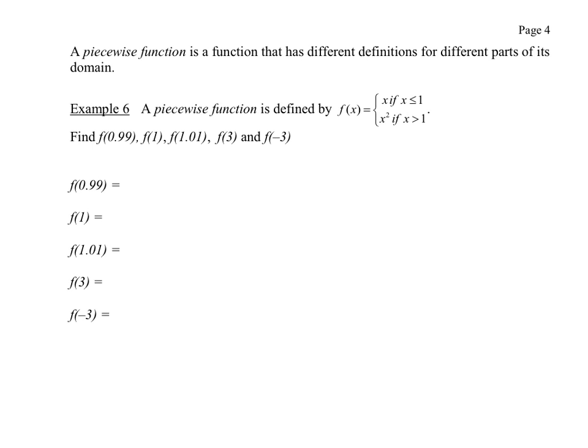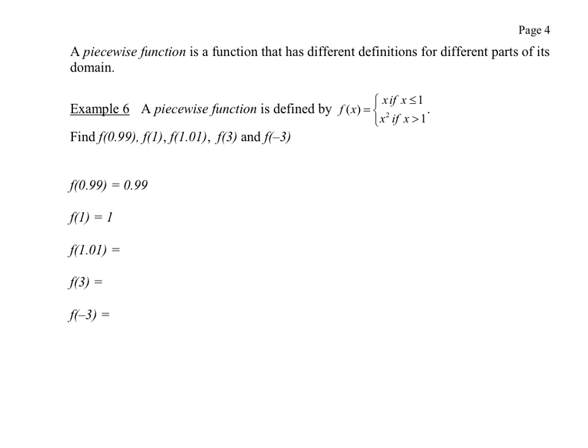So if, for example, I want to find f of 0.99, 0.99 is less than 1, so it's going to be just the same as x. So in this case here, the input is 0.99, so the output is 0.99. If we think about 1, well, 1 is less than or equal to 1, so if our input is 1, our output should also be 1.